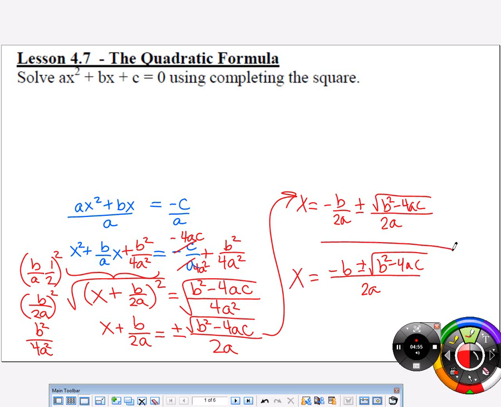What is this? The quadratic formula. So they didn't make up the formula. What they said was completing the square gets old, right?